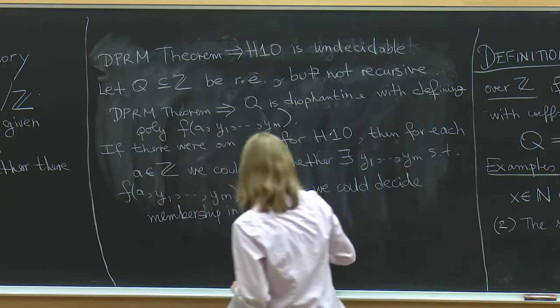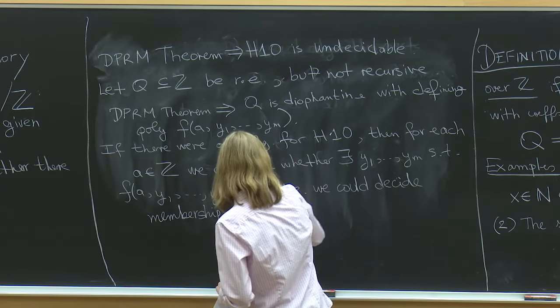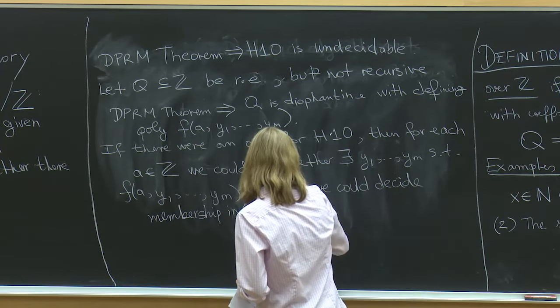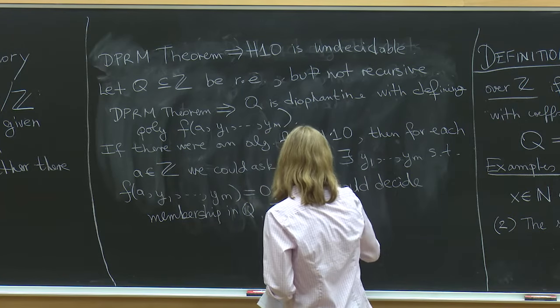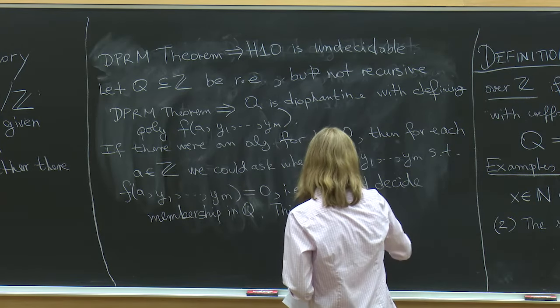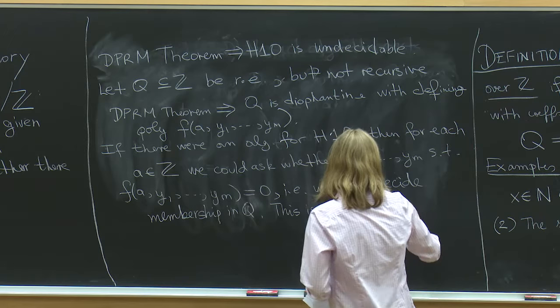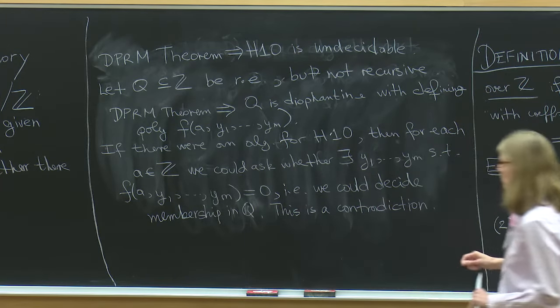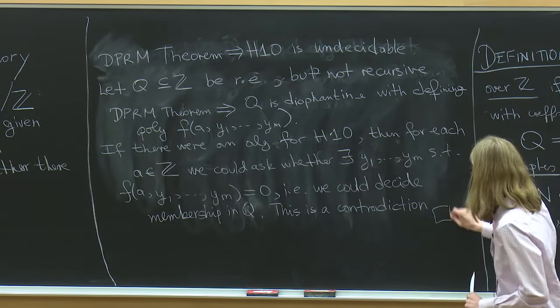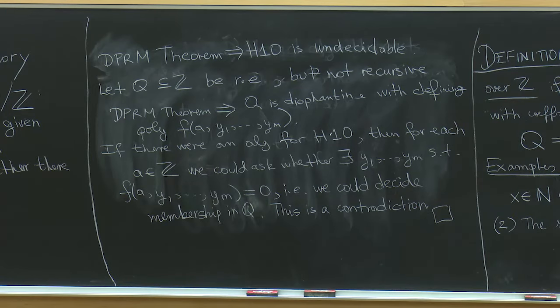And that is a contradiction. So membership in the set Q is a contradiction to the choice of Q, because we chose one that is not recursive, so we should not be able to decide membership in it. So Hilbert's 10th problem would allow us to decide membership.